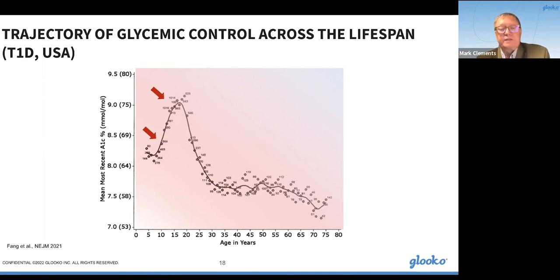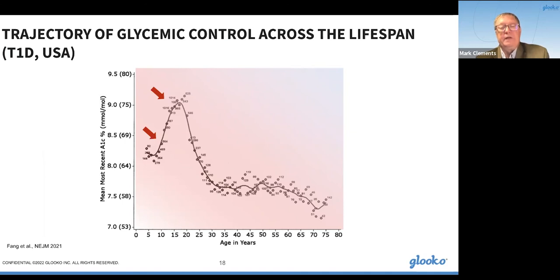And here you can see how glycemic control changes across the lifespan in individuals with type 1 diabetes. A couple of things are notable. The first is that the median glycemic control is above the US target for treatment, which is 7% or below.